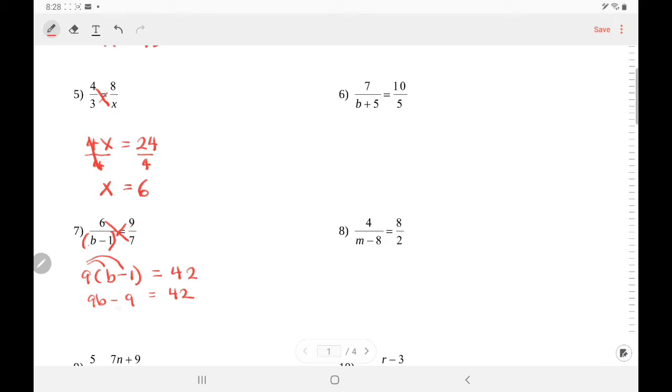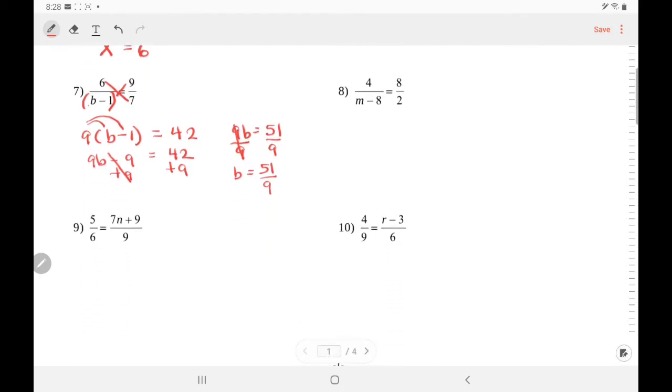Solving for b, you add 9. So opposites cancel. I'm going to continue over here. 9b equals 51. And lastly, to solve for b, you divide by 9. So b equals 51 over 9 does not simplify. So we'll leave it as 51 over 9. Or you can use a calculator to get a decimal.